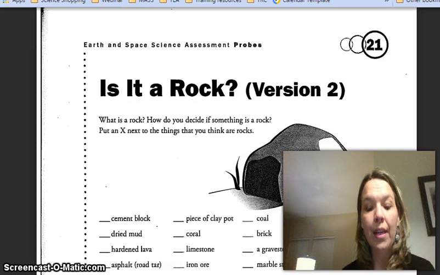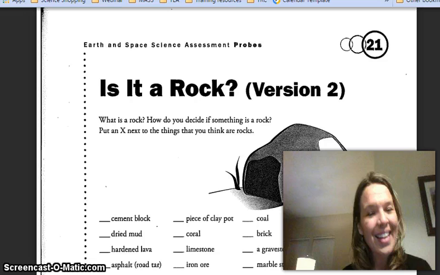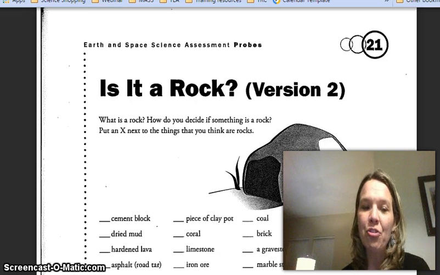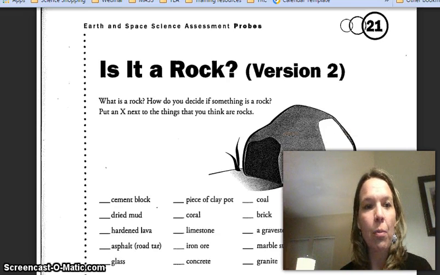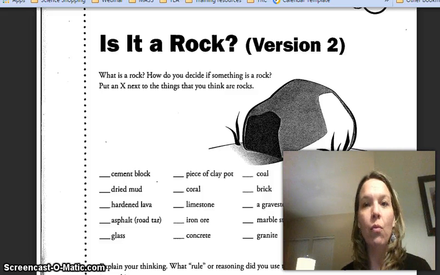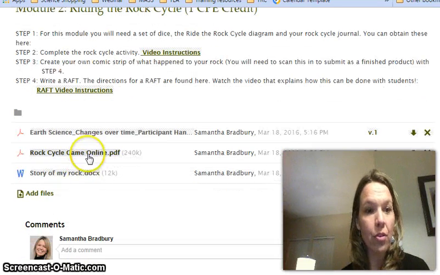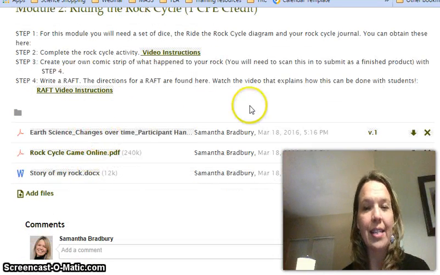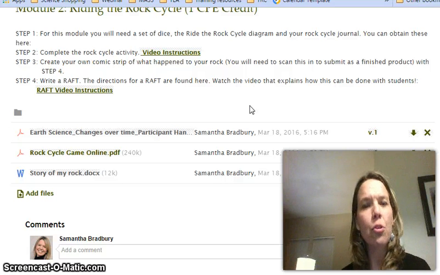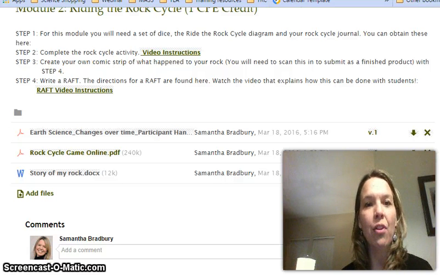I will go over the elementary, middle, and high school ways to go about using this probe, as well as the correct answer. So if you're not sure, that's okay. We're here to build your background knowledge too. So let's look at the probe. This can be found with the participant handout that is posted under the module. So here's our module. Your handout is right here, and it should be the first item in your handout, so you should have full access to this.